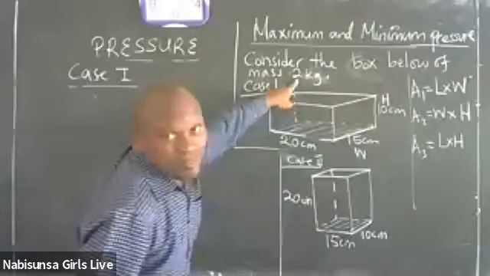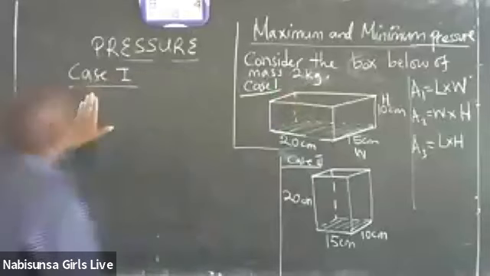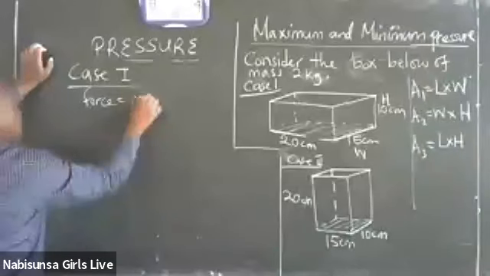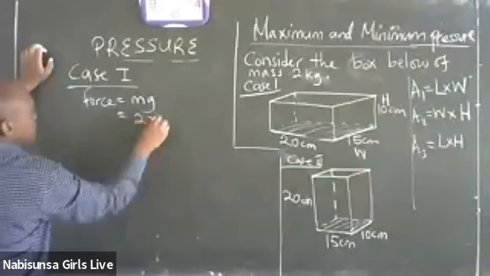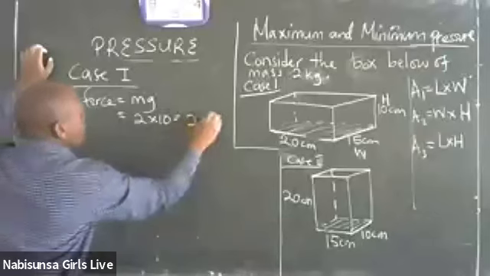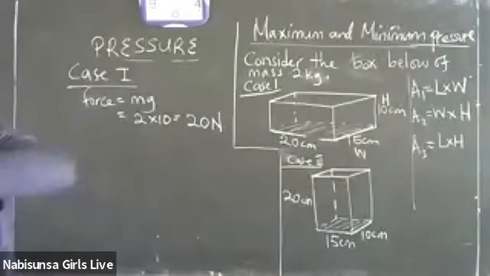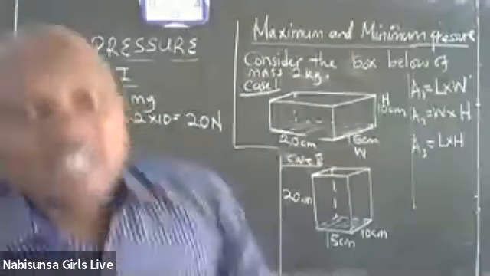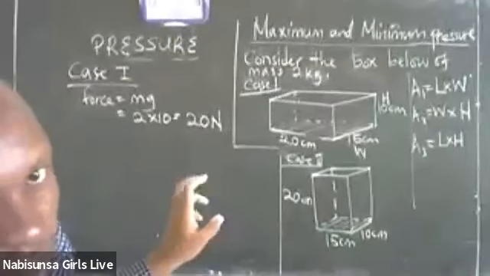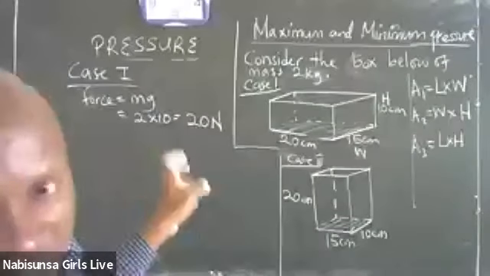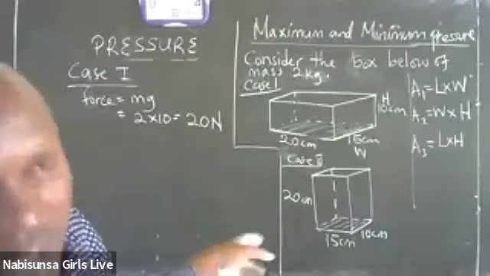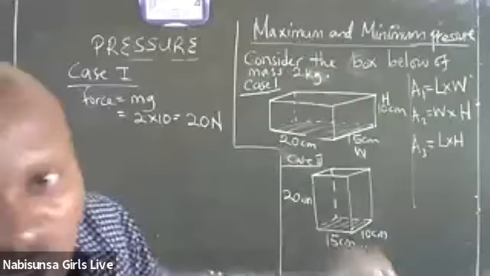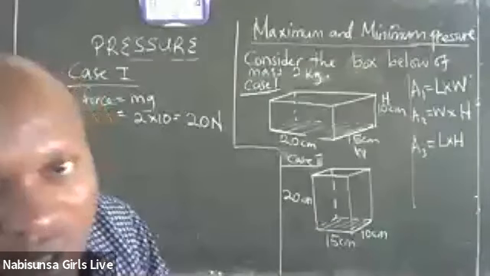We have given the box mass 2 kilograms. So for case 1, the force, we have been saying the force always is the kilograms times 10, so 20 newtons. Our target, what we are trying to check, is to get the two answers, the pressure in case 1 and the pressure in case 2, and compare the two answers.